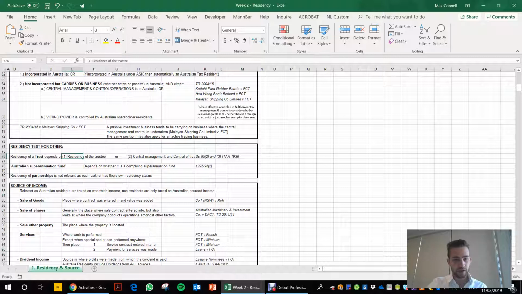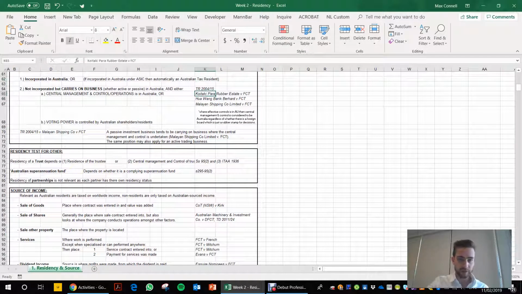If they're a trustee, an Australian resident, then the trust itself is an Australian resident. The second part then looks at the central management and control of the trust. So again, this just follows the same approach as companies. You've got to consider where the business is carrying on business, regardless of whether it's active or passive. You've got to look at where central management, control, and operations are located, and read between the lines and see where effective control is actually operating.